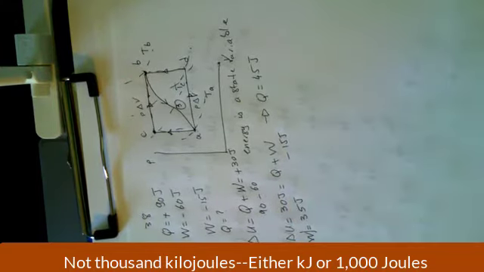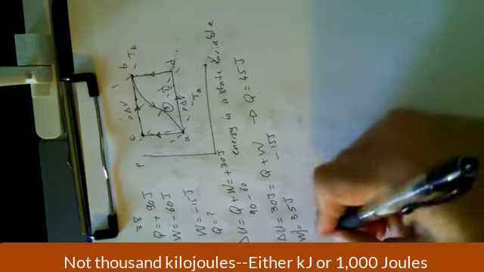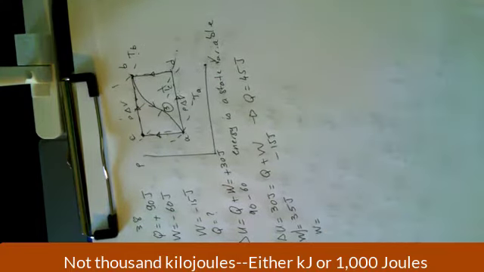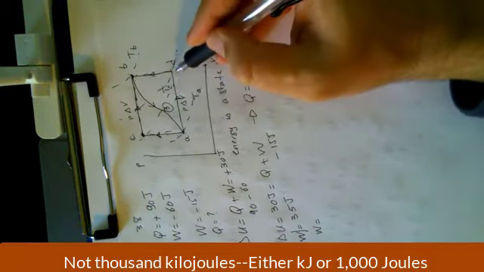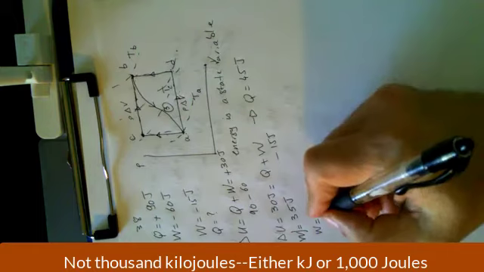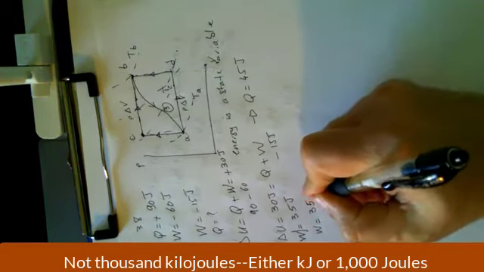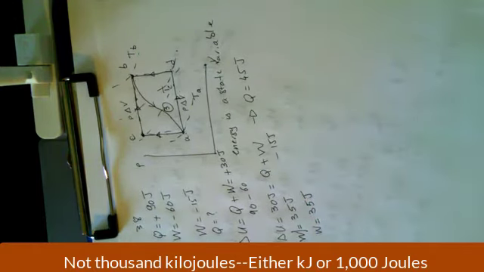Okay, this work better be positive. The reason why it has to be positive is because we're compressing the gas in this case. We're taking it from this volume to this volume. So the algebraic value is positive 35 joules. That's how much it has to be, okay?